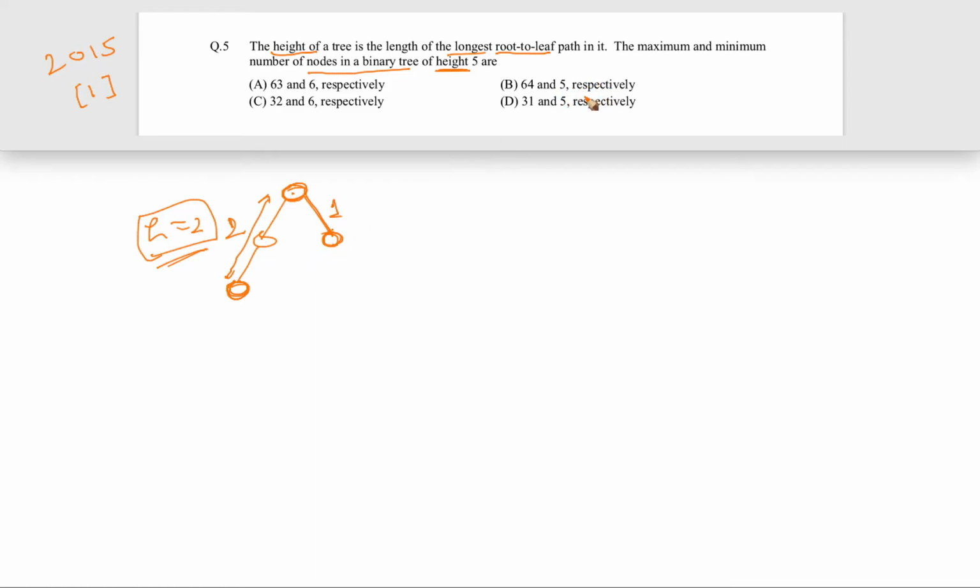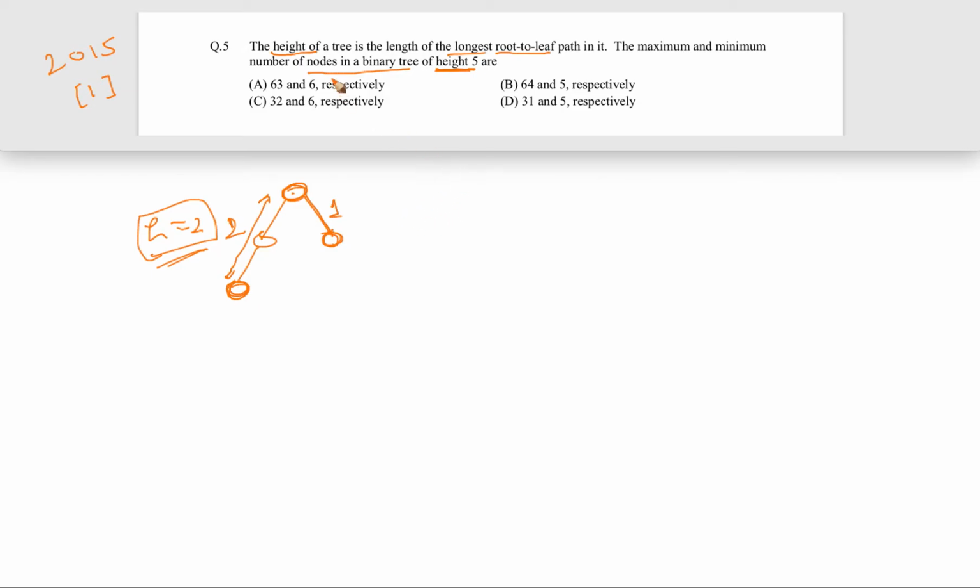Now they are saying that the number of nodes in a binary tree of height 5 is what? So firstly, let's try to go to the different extremes. What can happen? Let's consider a smaller case, height 3. For height 3, what can be the minimum and maximum number of nodes?